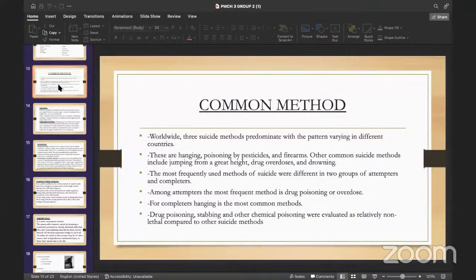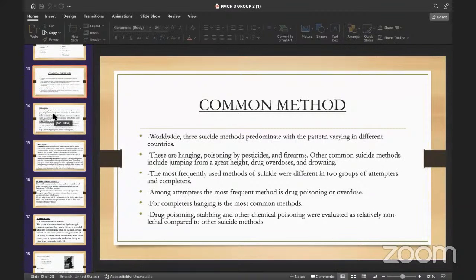Common methods. Worldwide, there are a few common methods. Three suicide methods predominate, with the pattern varying in different countries. These are hanging, poisoning by pesticides, and firearms. Other common suicide methods include jumping from a great height, overdose, and drowning. This means suicide attempts can involve hanging from a fan on the ceiling, use of firearms such as guns in their house, and other common methods like jumping from a hill or from a building, or high overdoses of their drugs.